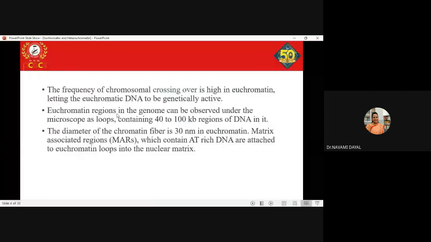Euchromatic regions in the chromosome can be observed under the microscope as loops containing 40 to 100 kb regions of the DNA. The diameter of the euchromatin fiber is 30 nanometers. We already studied the diameter in the earlier lecture: when condensation happens, it is a 30 nanometer chromatin fiber. So in that region, you can have your euchromatin.